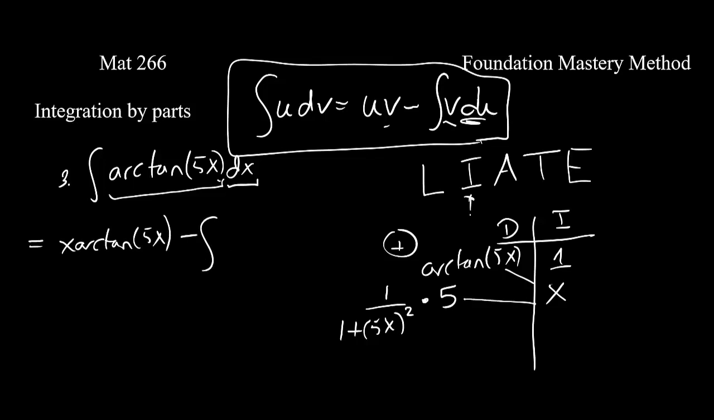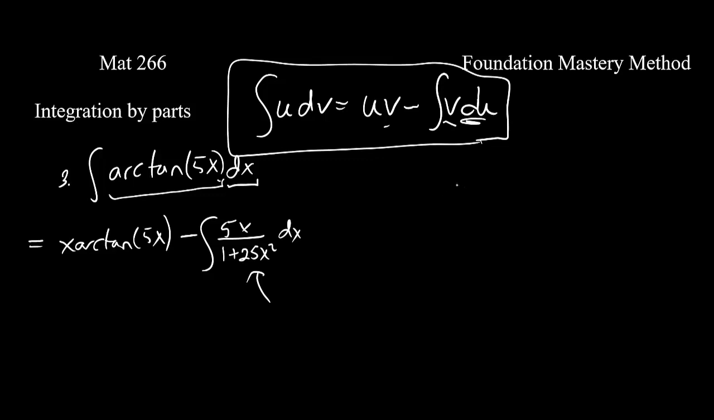minus the integral of the product of these two entries. So minus the integral of 5x over 1 plus, and here I'm just going to write 25x squared. And now we ask ourselves if this is something we can integrate. Well, yes, we can integrate this using substitution.